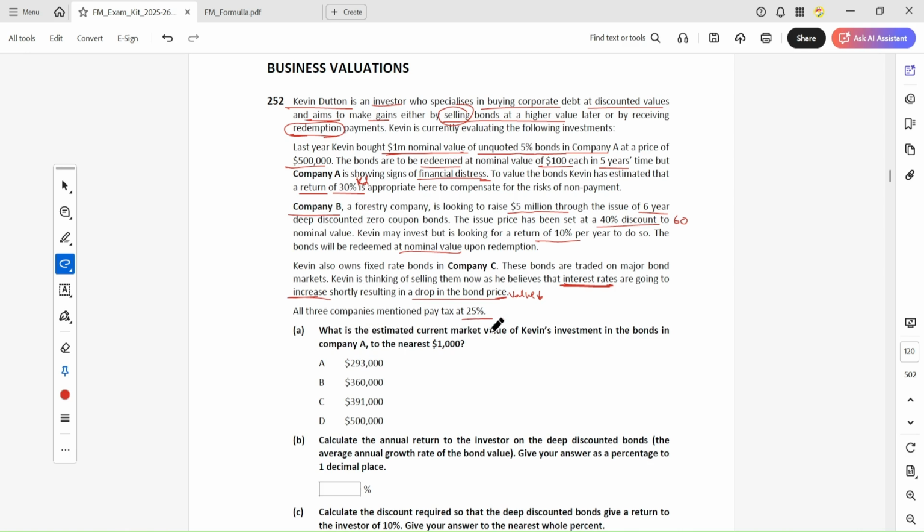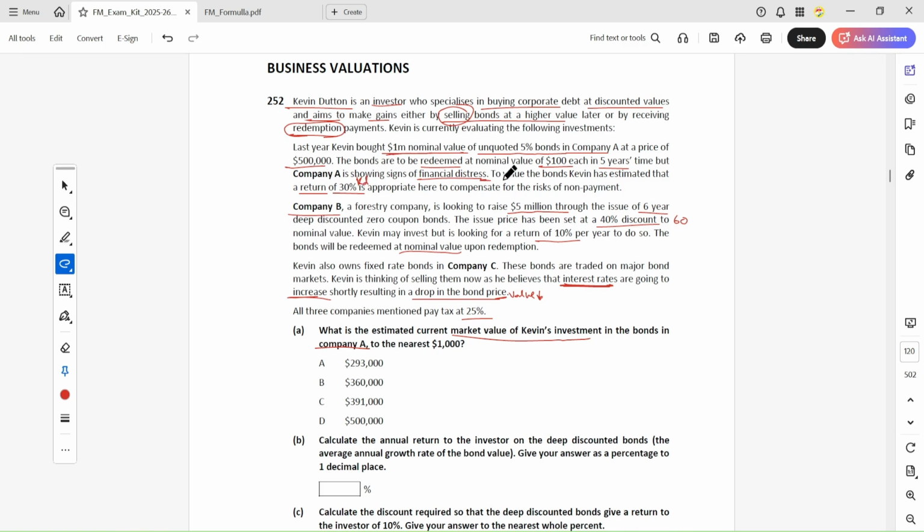What is the estimated market value of Kevin's investment in the bonds in company A, to the nearest 1000? So now we have to calculate the market value of the investment in company A. How do we calculate this?